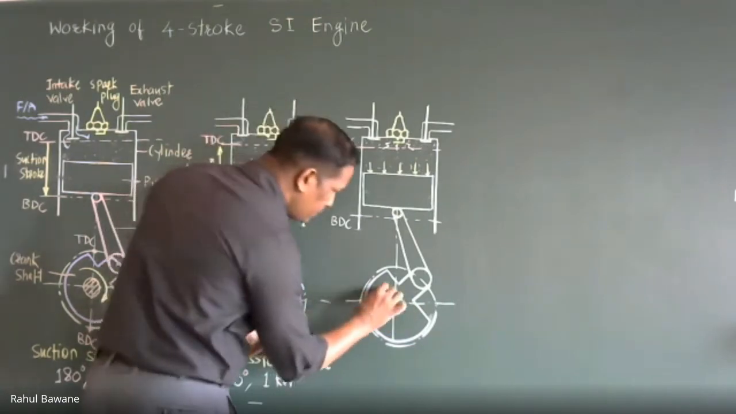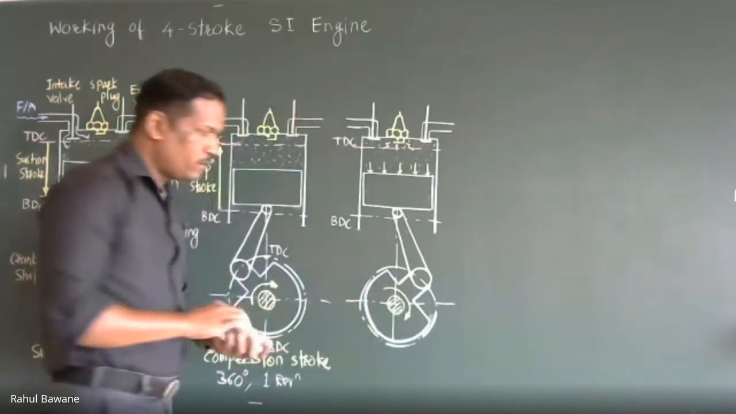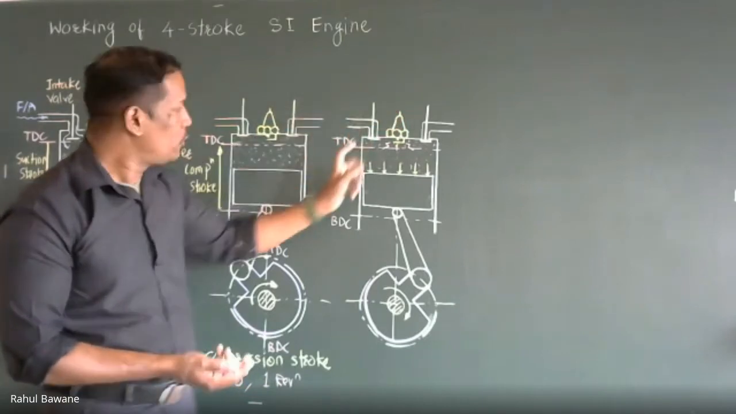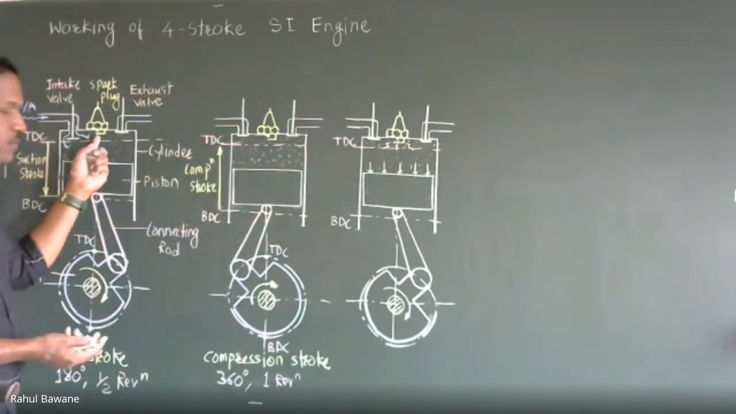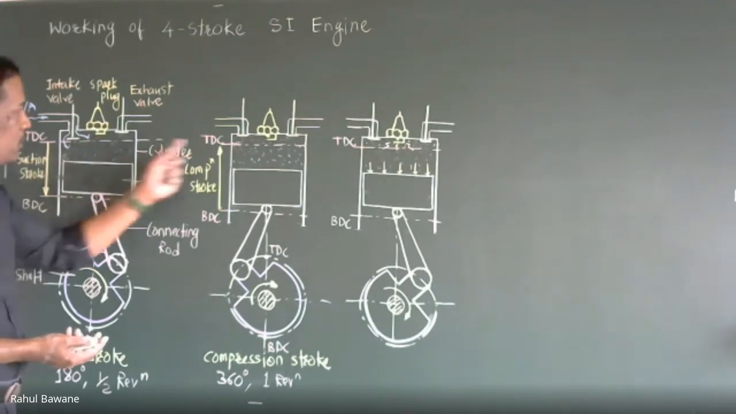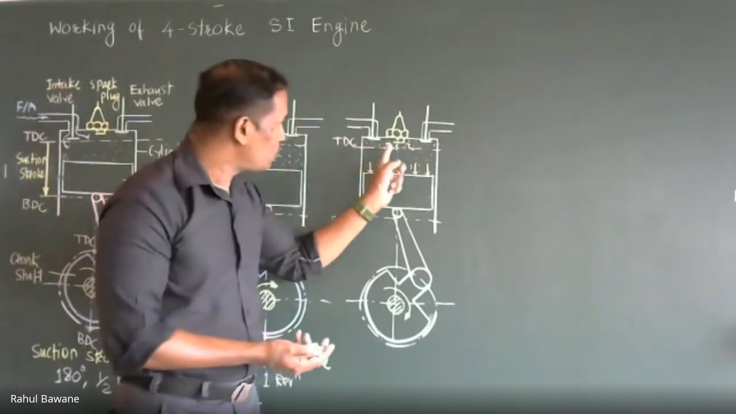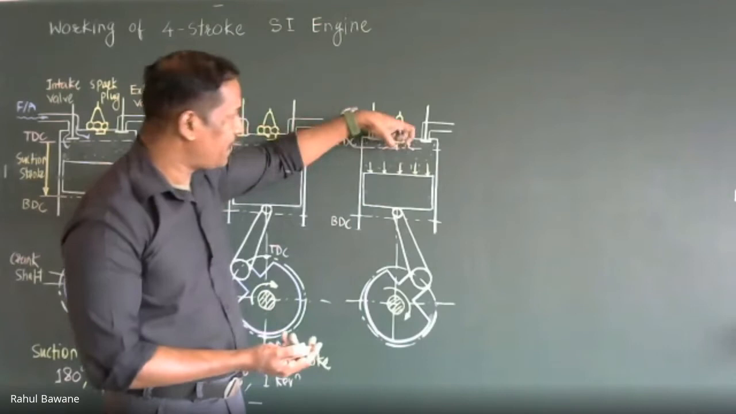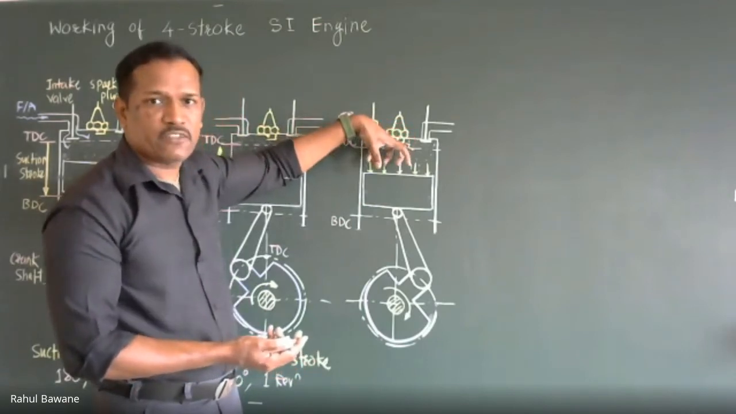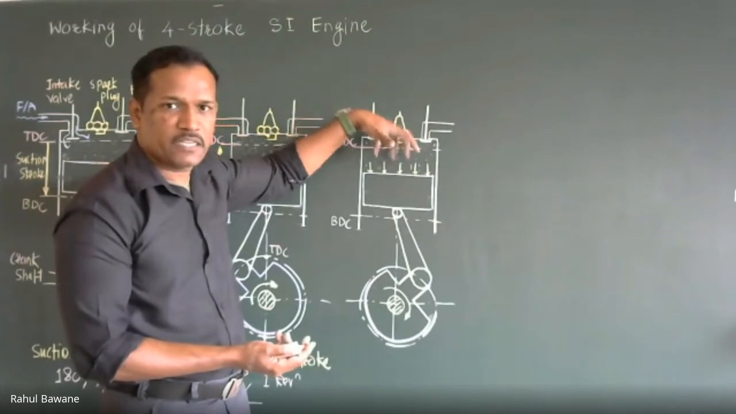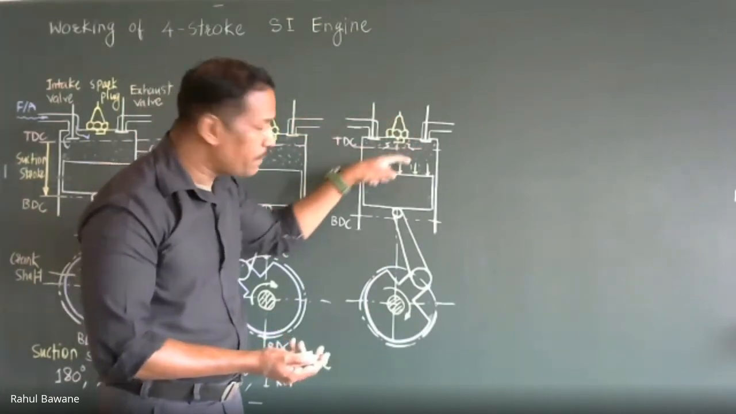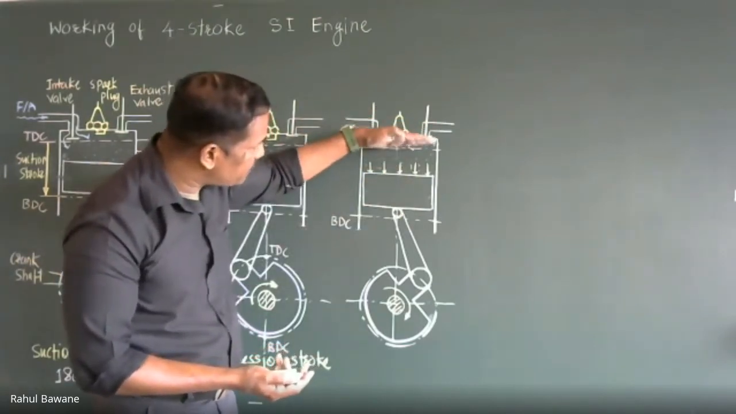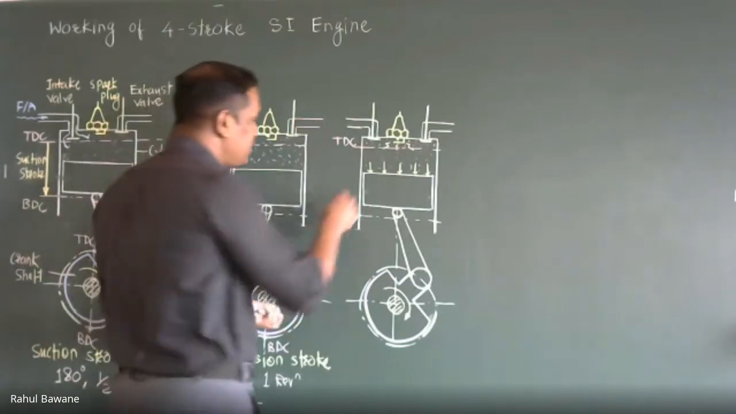And the engine is always rotating in a clockwise direction. So what happened? At the end of compression, your spark is produced. So remember, the first stroke we are showing is inactive, the second stroke we are showing inactive, but the third stroke we are showing some zigzag. That means this spark is active, and due to this spark, burning of fuel takes place, and that burning expansion of gases applies pressure on the piston. So I am showing the arrow on the piston. This pressure pushes the piston from TDC to BDC.